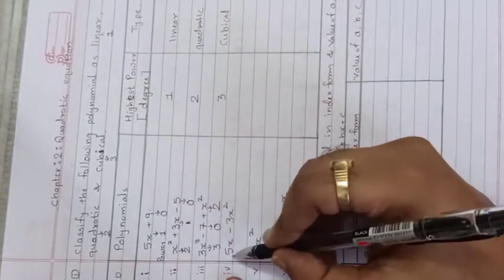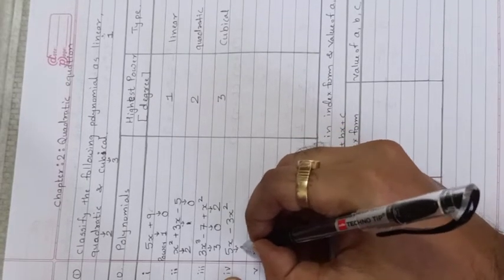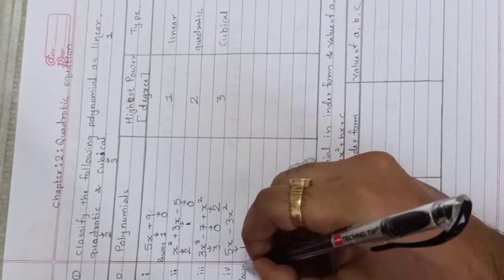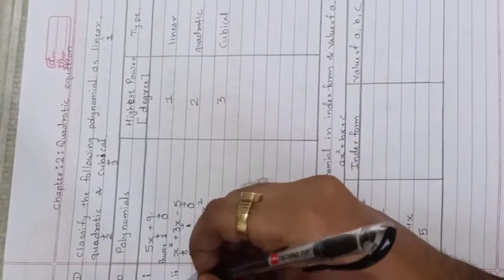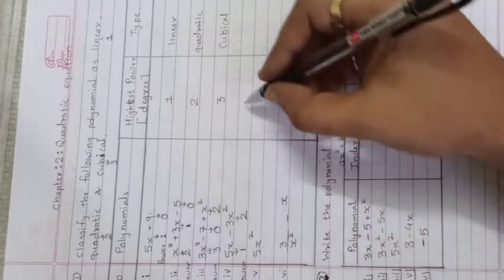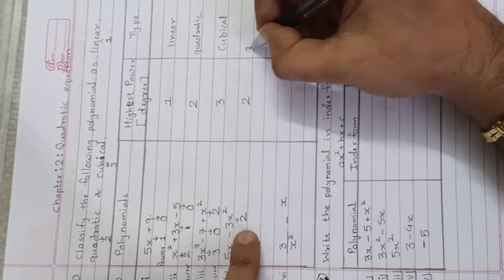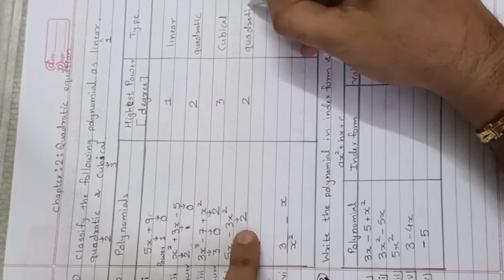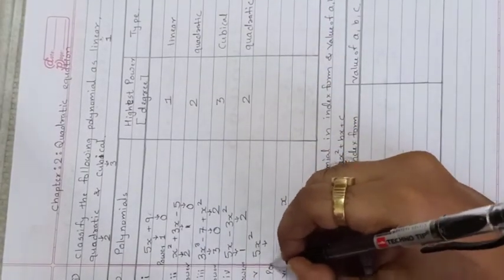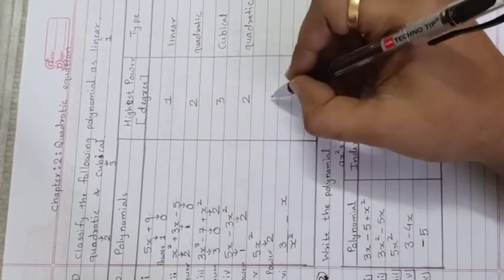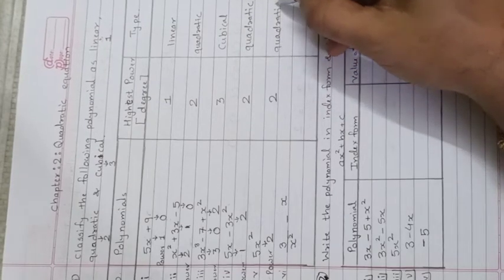The next polynomial is 5x minus 3x square. What is the power of x here? The power is 1. Right, we are writing powers. So the power is 1 and the power is 2. Every time you write a power. So the highest power is 2. So it is also a quadratic polynomial. Okay, the next one. First I'll write power. And what is the power? 2. Only one power. So definitely it is a quadratic polynomial, not an equation.